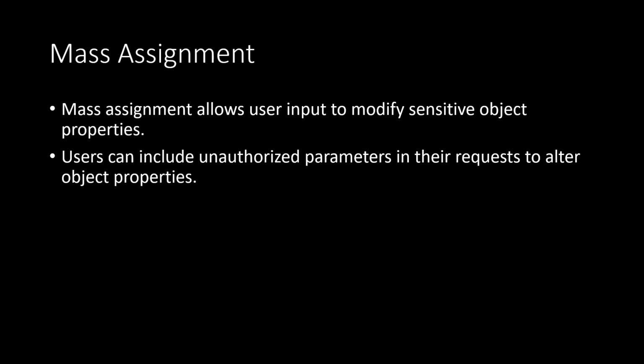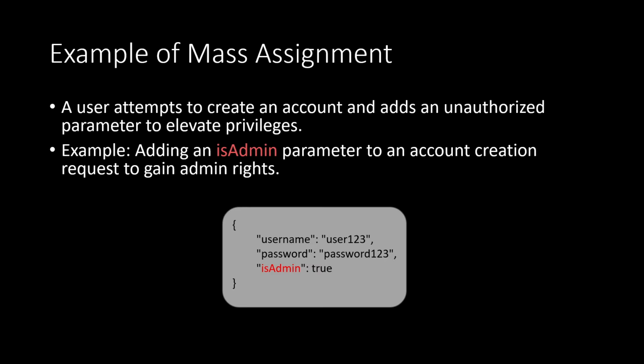Mass assignment occurs when user input can modify sensitive object properties without proper checks. Users can include unauthorized parameters in their requests, which the API accepts and processes, leading to potential security breaches. Imagine a user creating an account. They include an additional parameter, is admin, in their request to gain administrative privileges. If the API does not sanitize this input, the user could successfully create an admin account.